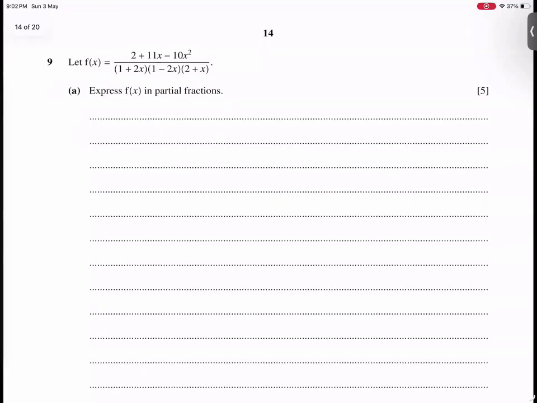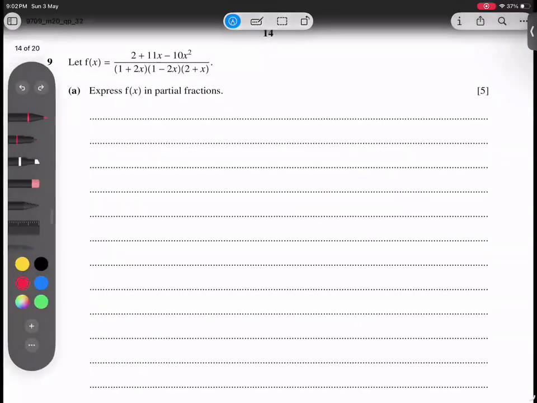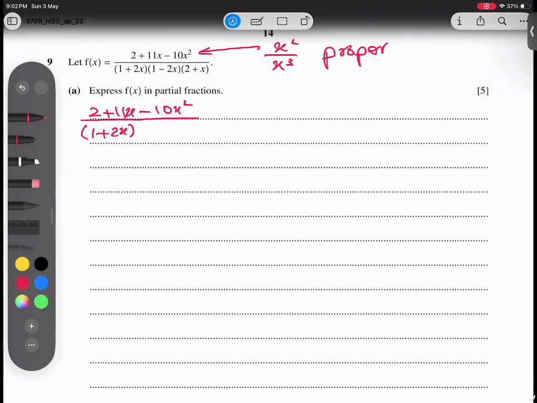So question number 9. The topic is partial fractions. Always check the highest power: on top x square, and on the bottom x into x into x will give x cube. So it is a proper fraction. When it is improper, we always go for long division. So here there is no need. We have 2 plus 11x minus 10x square over 1 plus 2x into 1 minus 2x into 2 plus x.